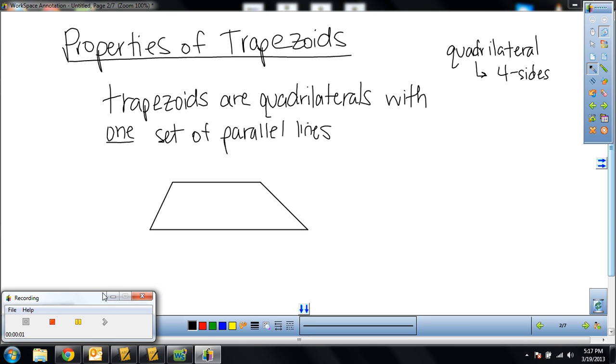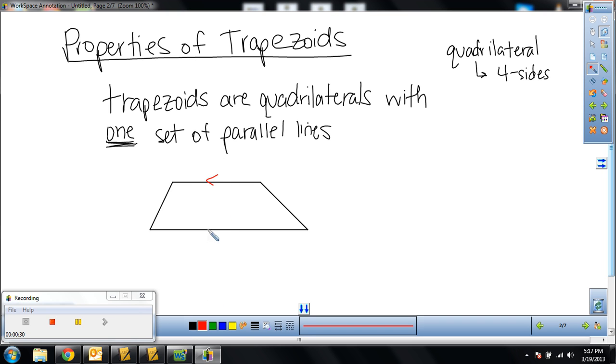Today's lesson is on properties of trapezoids. Again, we are dealing with another quadrilateral, which is a four-sided figure. The difference is that we've been working with parallelograms, which have two sets of parallel lines, and something that sets trapezoids apart is that they are quadrilaterals with one set of parallel lines.